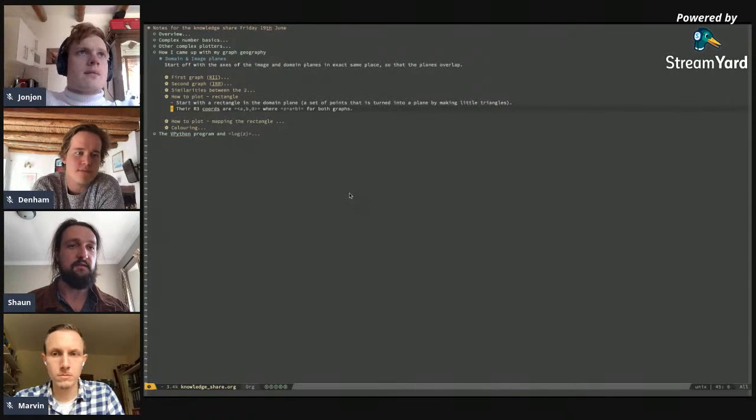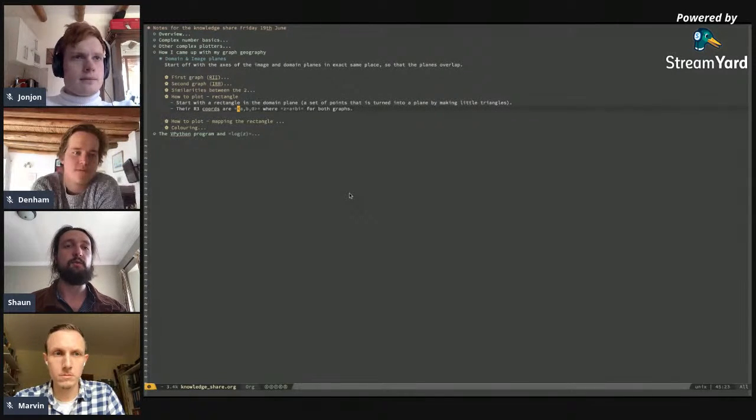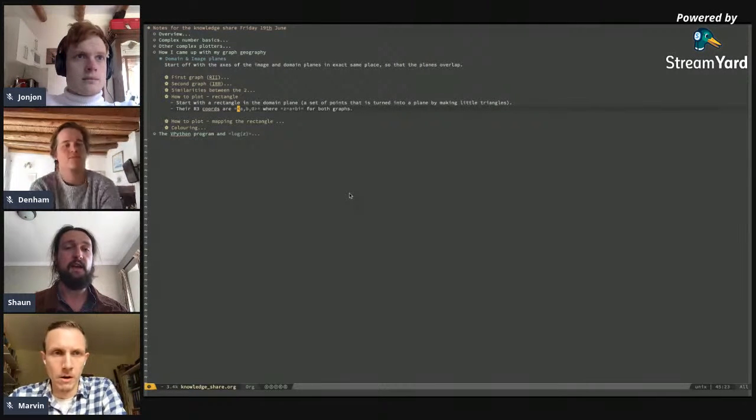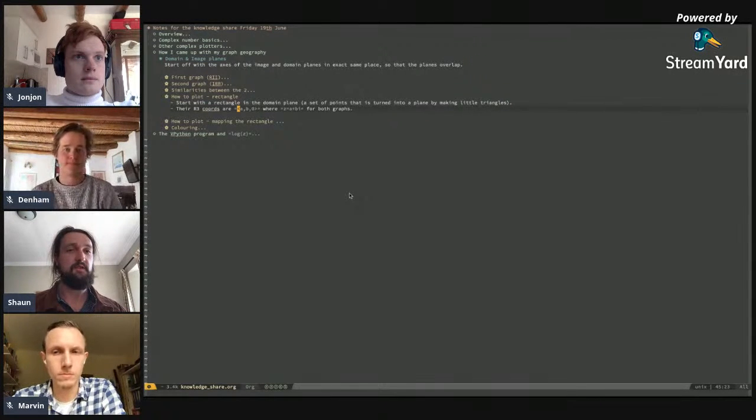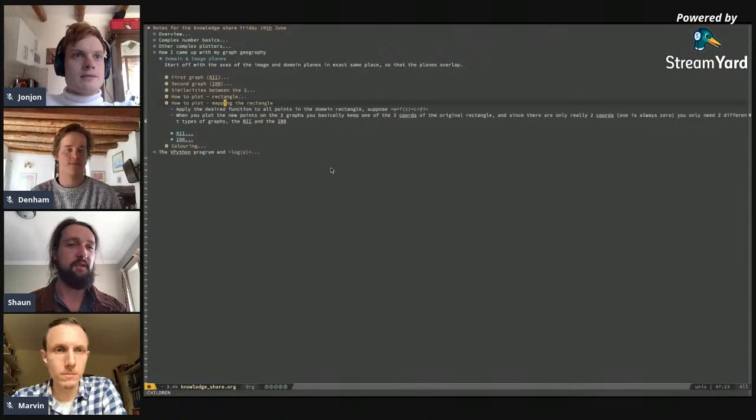Okay, and then we have to think a little bit about what the coordinates are going to be. So you're going to have your rectangle, and then what I do is I apply the complex function to every single point in that rectangle, and then we get a resulting complex number, right? And now you plot that on the image plane. So yeah, I think it's going to work better if I show and then explain with an image.